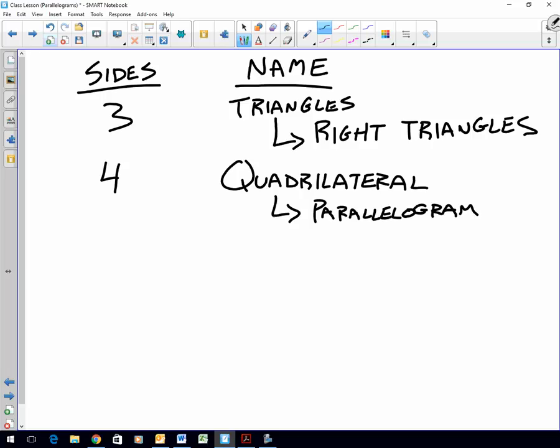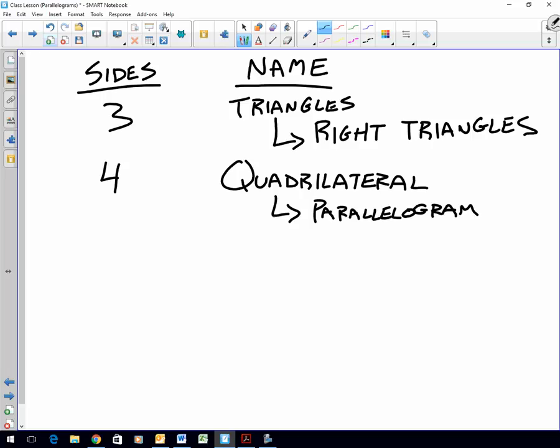Is it possible to have a triangle that's not a right triangle? Yeah, we did it for like 6 weeks, right? Now in 2 days, we're going to get this. It's possible to have a quadrilateral that's not a parallelogram. Here's the big giveaway: if the opposite sides aren't parallel, it's not a parallelogram. Just like if there's not a right angle, it's not a right triangle. You've got to make that connection.